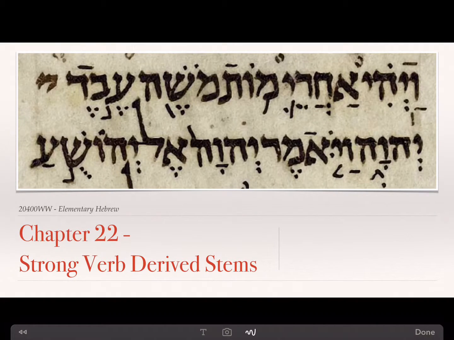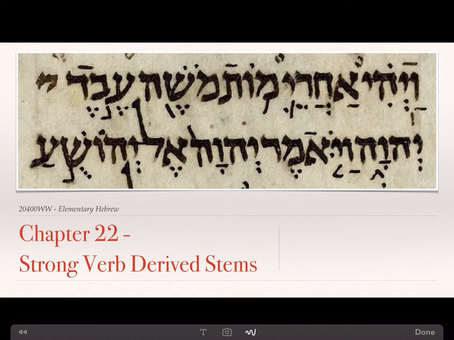Welcome to chapter 22. This is the chapter on the strong verb derived stems. This is the most important chapter, along with chapters 17 through 19, on strong verbs in the Hebrew verbal system. This chart that we learn in section 22.6, the synopsis of the strong verbs on pages 136 and 137, will be the chart or the boxes that we will talk about for the rest of the book.